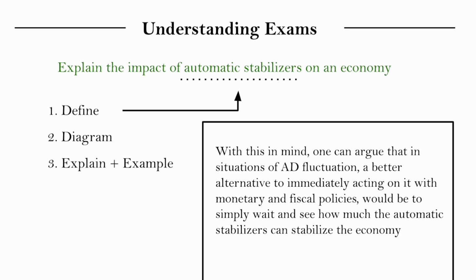And then this last bit explains why this might be important. With this in mind, one can argue that in situations of AD fluctuation, a better alternative to immediately acting on it with monetary and fiscal policies would be to simply wait and see how much the automatic stabilizers can stabilize the economy. As you can see, this section touches on why automatic stabilizers are relevant.